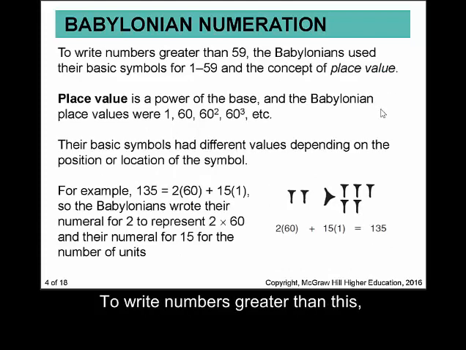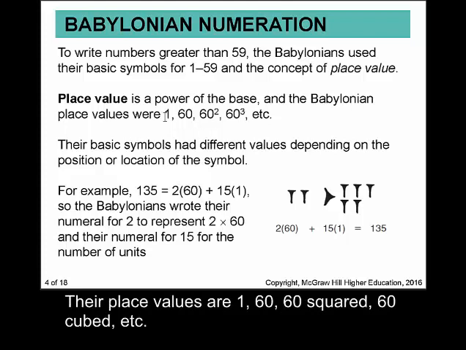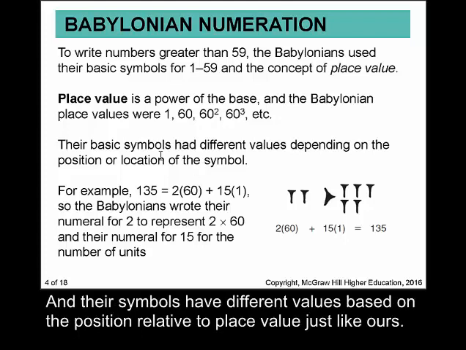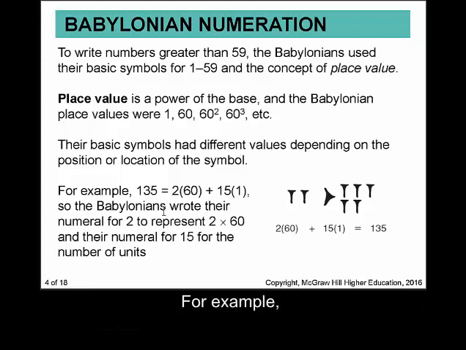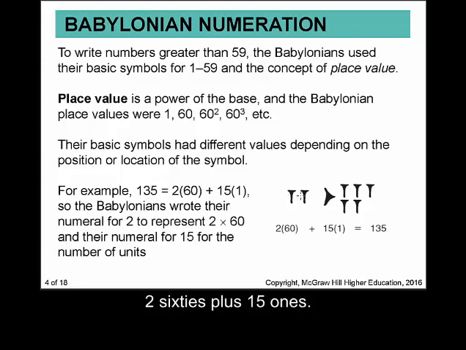To write numbers greater than this, you have to use the concept of place value. Their place values are 1, 60, 60 squared, 60 cubed, etc. And their symbols have different values based on the position relative to place value, just like ours. For example, in base 60, 135 is 2 times 60 plus 15 times 1, which is represented like this. 2 60s plus 15 ones.